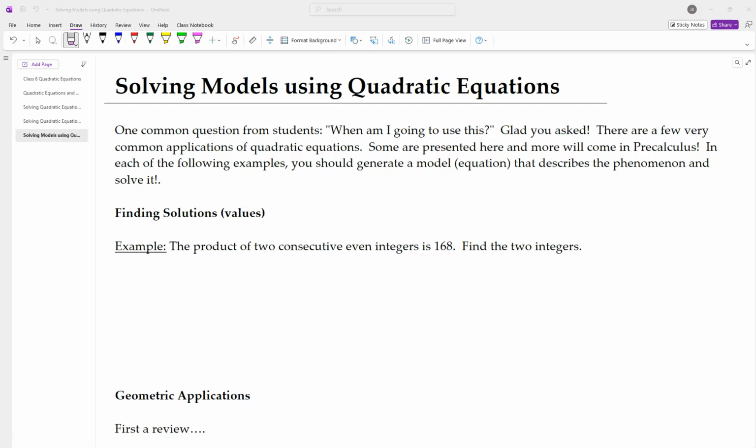As a math teacher, the most common question I get from students is, when am I going to use this information? Sometimes I can give an immediate answer, and other times you have to wait and see, because mathematics builds over time, and we need these skills to build before we can actually get to an application. Fortunately, with quadratic equations, we have some immediate applications.